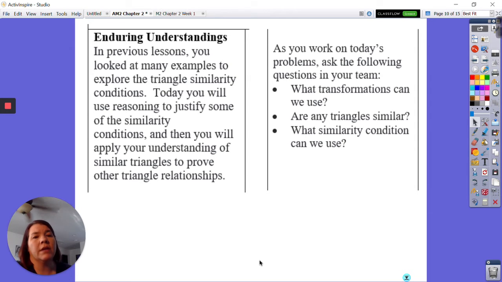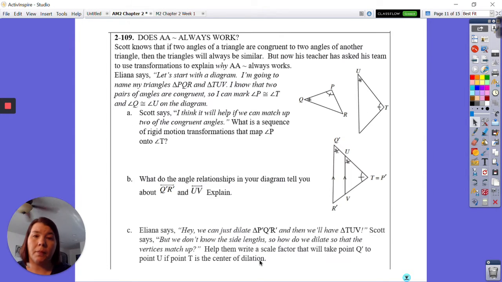As we work today, ask the following questions. What transformations can we use? Are any triangles similar? And what similarity condition can we use? Does AA similarity always work? Scott knows that if two angles in a triangle are congruent to two angles of another triangle, then the triangles will always be similar. But now his team has asked him to use transformations to explain why AA always works.